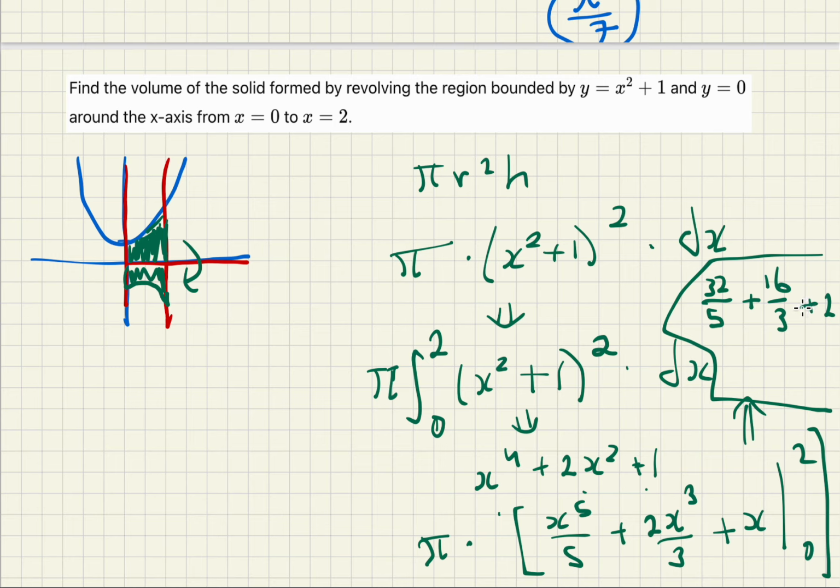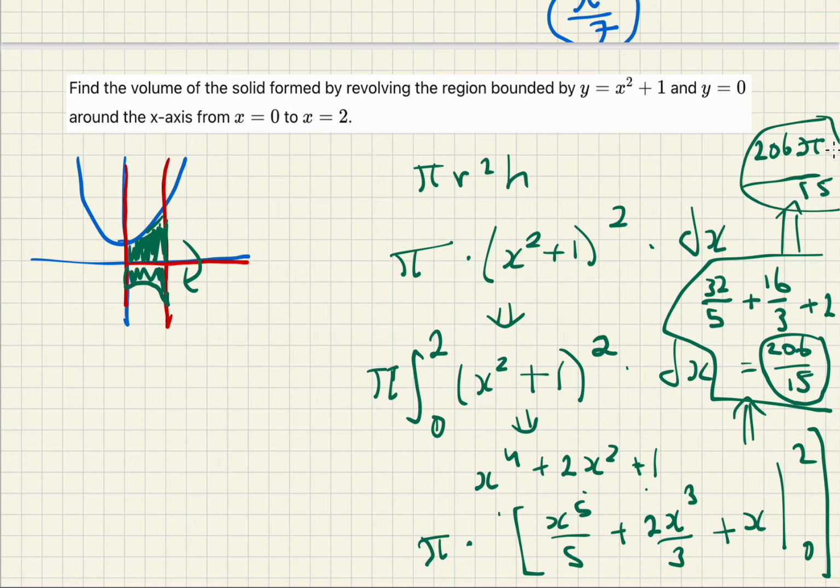And if you want, you can use a calculator, and what you end up getting is a fraction, I believe, 206 over 15 times pi. So when we get this, we multiply by pi, 206 pi over 15. And so this is our volume, the volume of this solid, by revolving the region bounded by y equals x squared plus 1, and these bounds, and this is the volume we get.